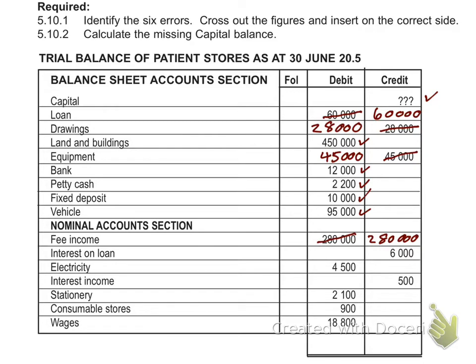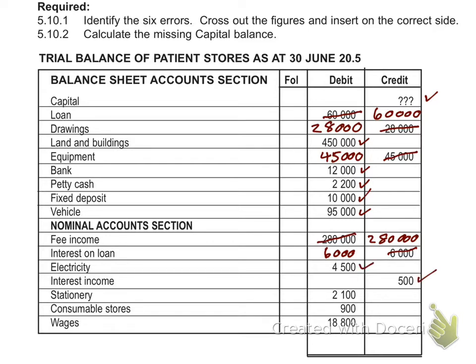This is an expense. It must be on the debit side because remember, we take money from the bank to pay that interest. So we credit bank and we debit interest. So this is supposed to be on the debit side. You see that? And then we've got electricity. It's an expense on the debit side. Interest income. Income is always on the credit side. So this one is on the correct side.